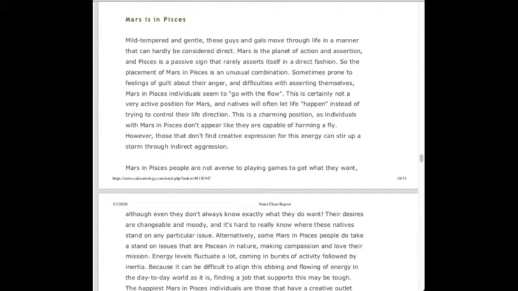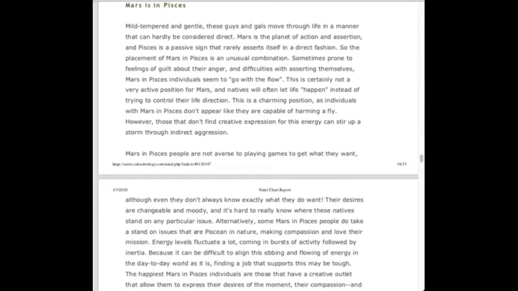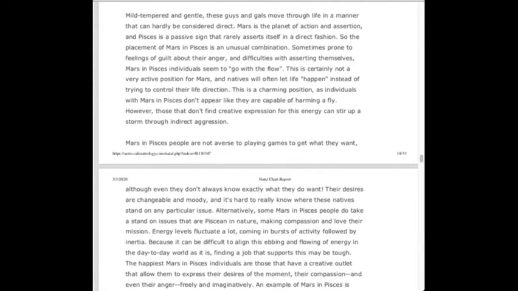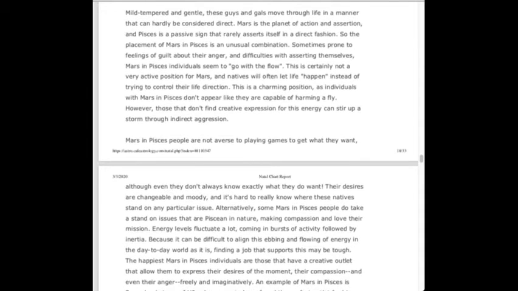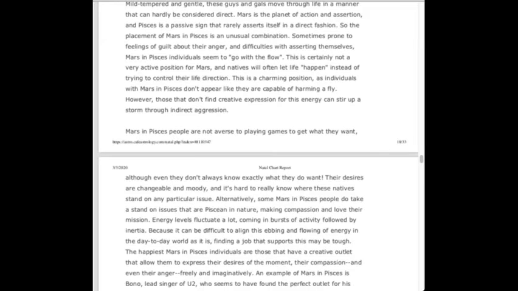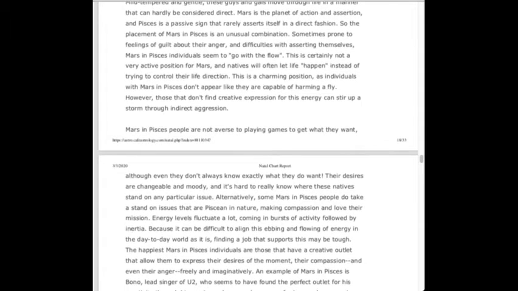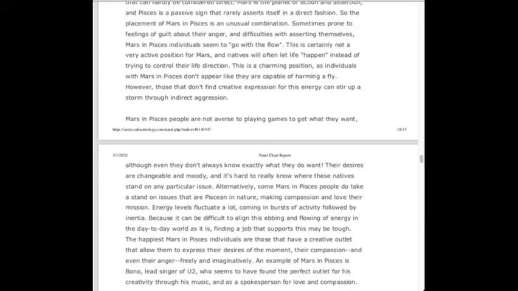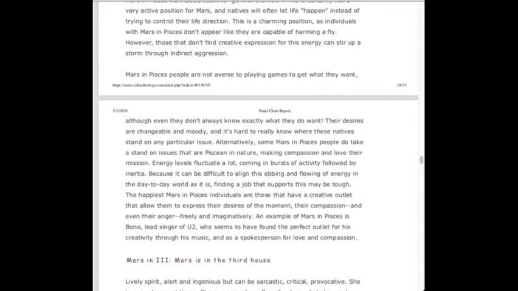Finding a job that supports this may be tough. The happiest Mars and Pisces individuals are those that have a creative outlet that allows them to express their desires of the moment, their compassion, and even their anger freely and imaginatively. An example of Mars and Pisces is Bono, lead singer of U2, who seems to have found the perfect outlet for creativity through his music and as a spokesperson for love and compassion.